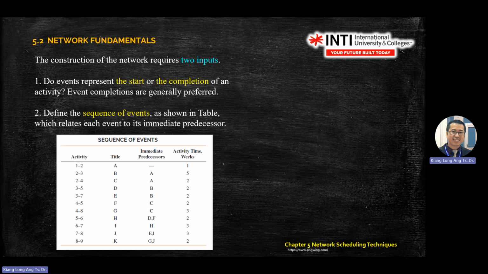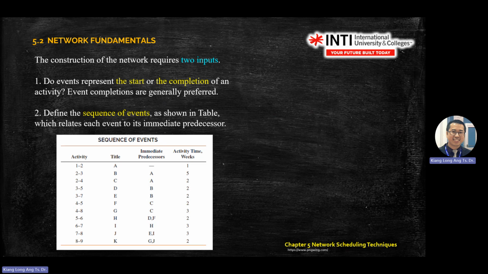Next one, C. C's immediate predecessor is A. So again, draw C, with the arrow pointing from A. Time you read from the table. Then D. D is from B. You draw it somewhere, moving from left to right. Usually it's parallel. Then E is from B also, so you extend. F is from C. G is from C.